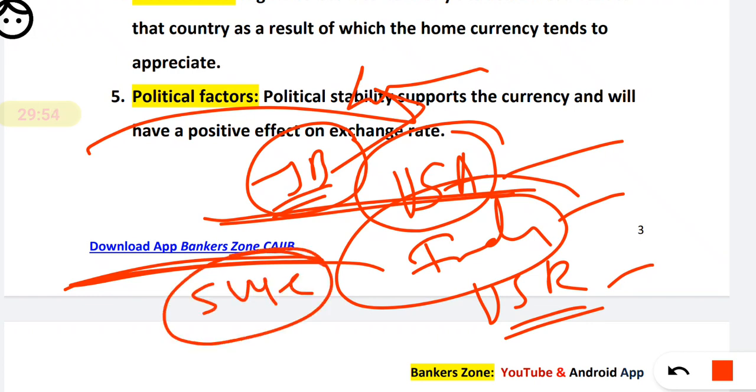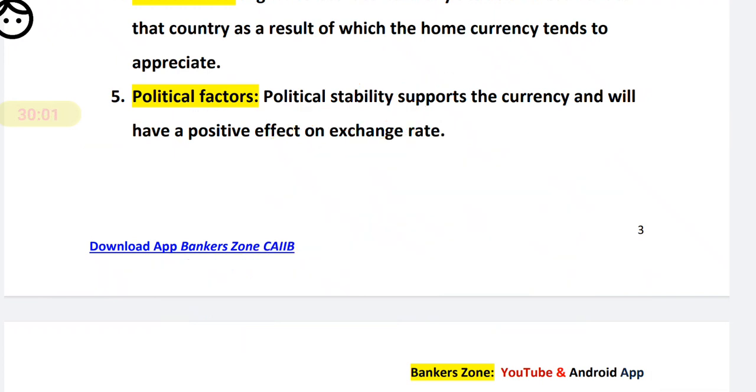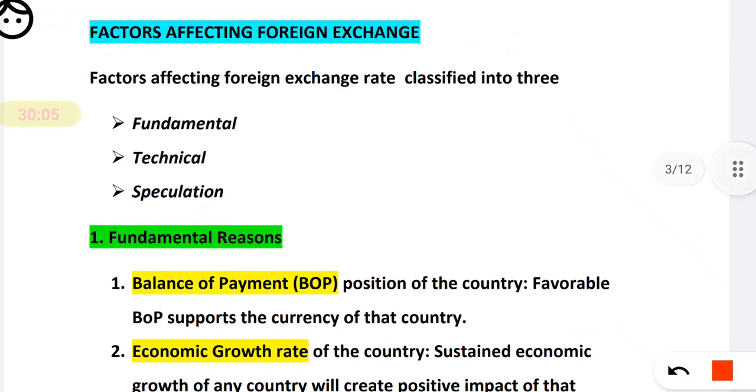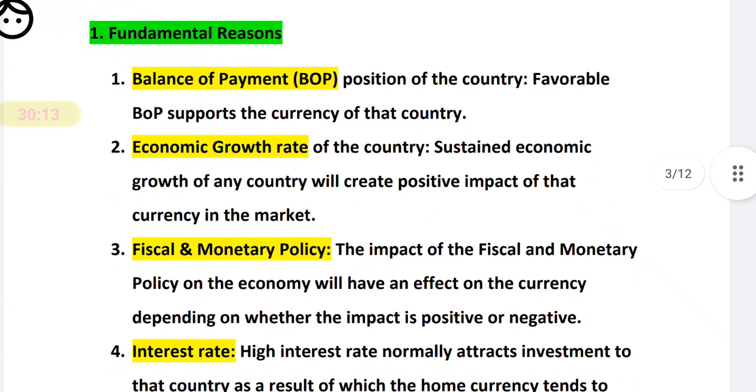So there is political stability. So these factors also are important in the foreign exchange. Okay, so what we are discussing, I come back, we are discussing what are the factors which affect the foreign exchange. There are fundamental, technical and speculative factors that are broadly classified. First we have discussed the fundamental reasons.